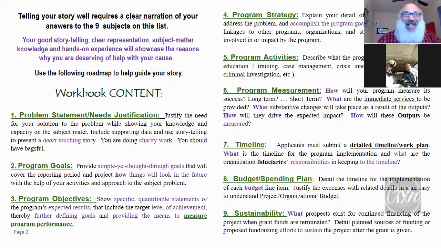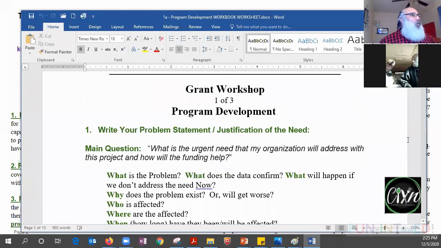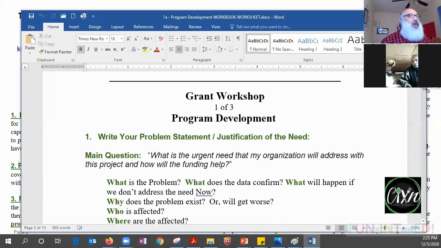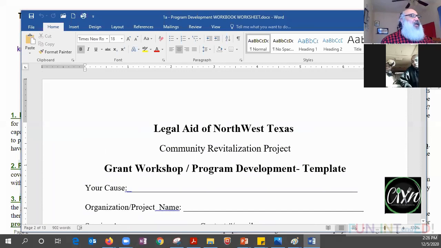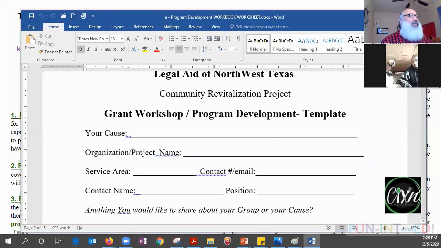All right. So anyway, I pretty much gave you the projected expectation for the next class, that is in 2 weeks. Let me just get into the workshop 1 of 3. This is pretty much our grant workshop program development template.